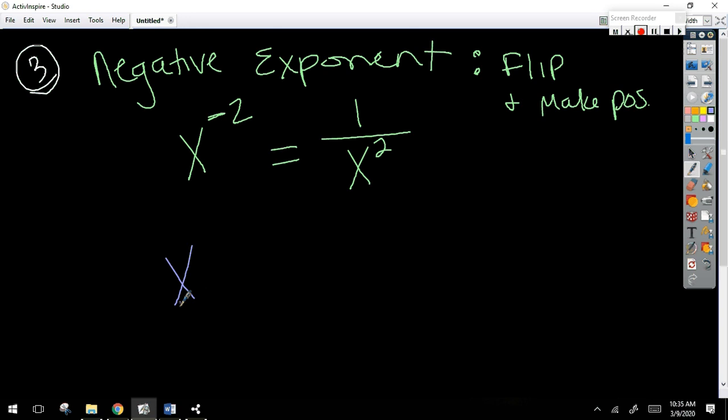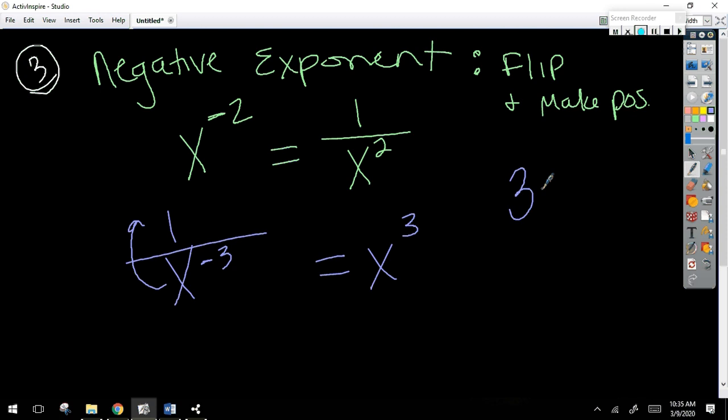So let's say it was 1 over x to the negative 3. Then it'll become x to the third. The exponent becomes positive and then it moves. But if it has a coefficient, that does not flip with it. So let's say I had 3x to the negative 1. The only thing this exponent is hooked to is the x. So the 3 is going to stay up top, but the x is going to move down.